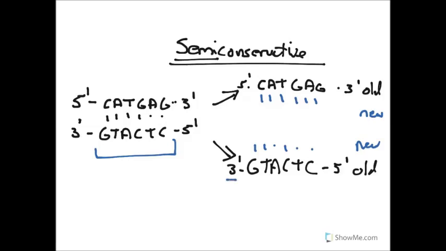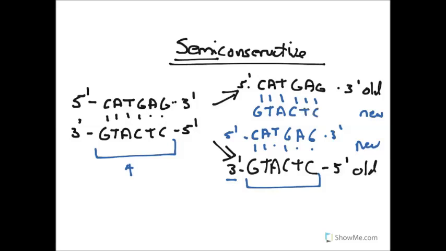So if this is the 3' end here, the 5' end must be here, and the 3' end must be here. And we are going to be making complementary bases. So we're going to have CAT GAG here. And now we have made one strand identical to the original parental strand. Over here at the top, we're going to make GTA CTC. And we also have now made a strand identical to this one.